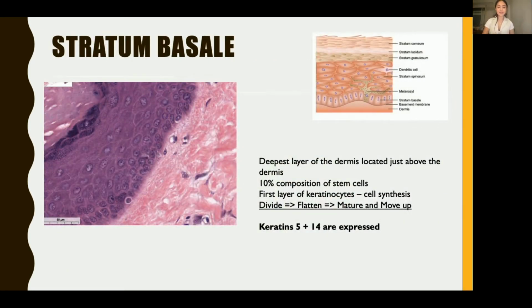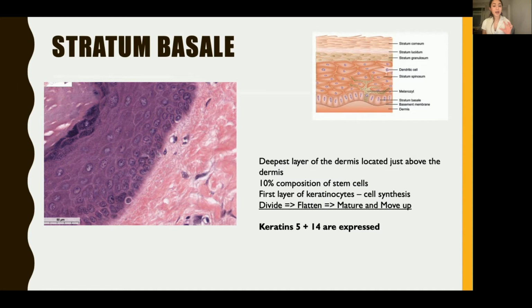Okay, so we'll start off with the stratum basale, which is the deepest layer of the epidermis. It's located just above the dermis, and about 10% of it is made up of stem cells. It's the first layer of keratinocytes. Like I said earlier, the cells divide, flatten, mature, and move up. Predominantly keratins 5 and 14 are expressed here.